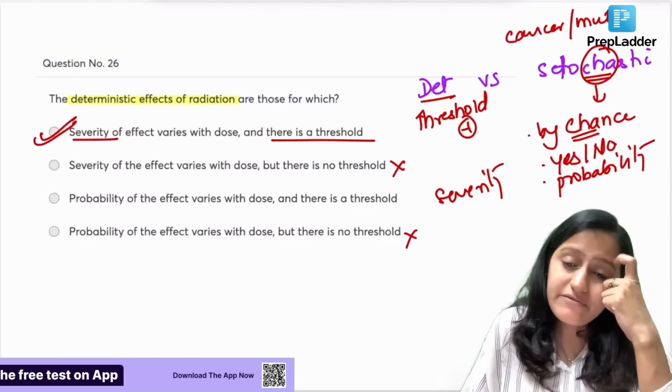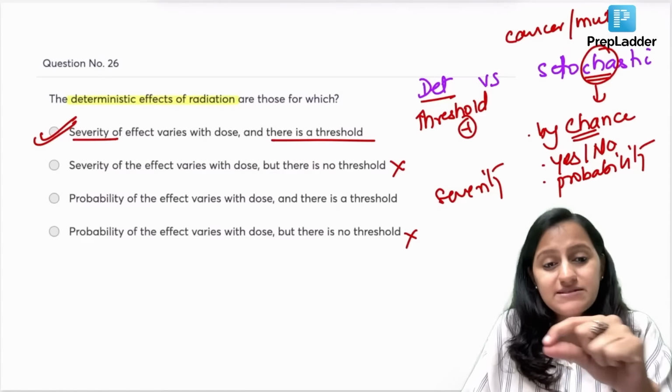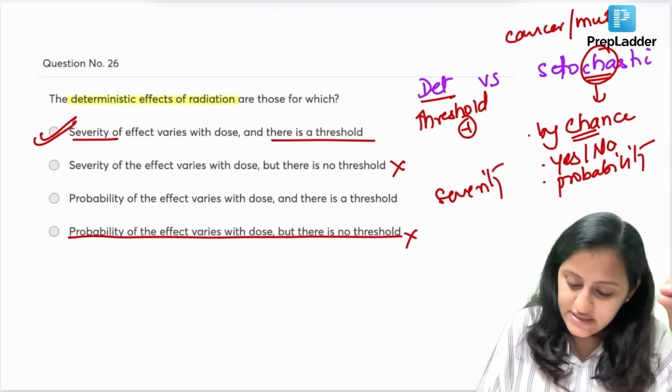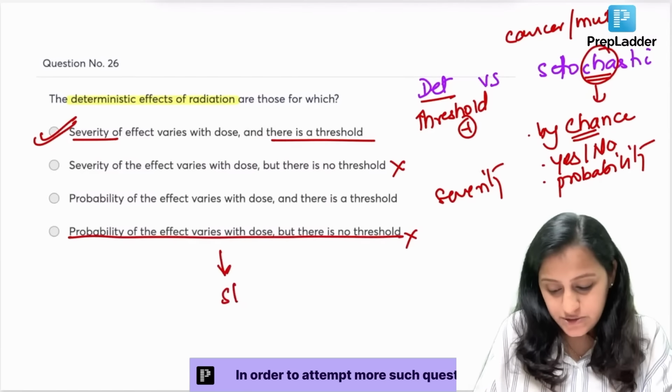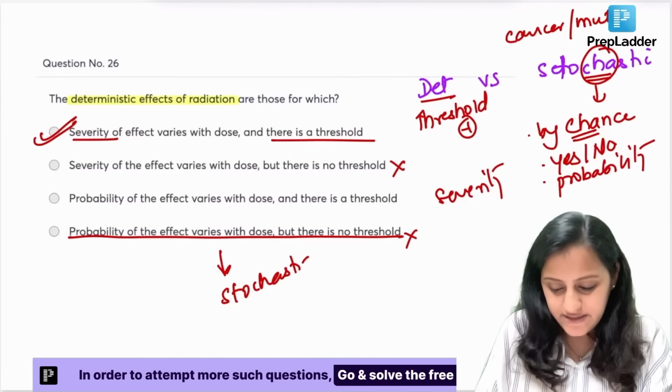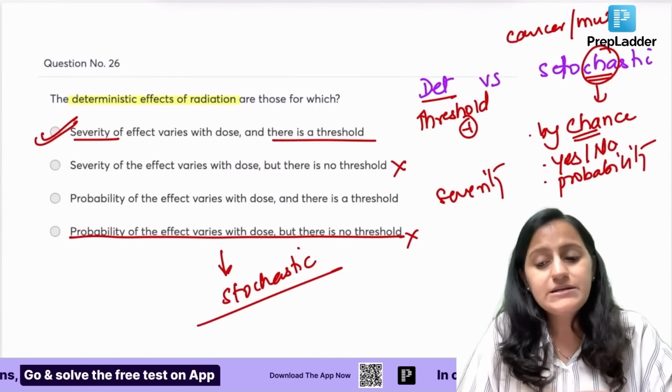Is this clear with everyone? Probability varies with the dose, but there is no threshold. This is going to be your stochastic effect. Okay, important. Please remember this.